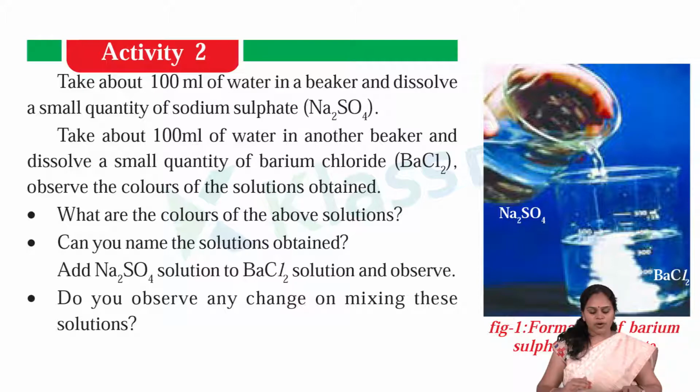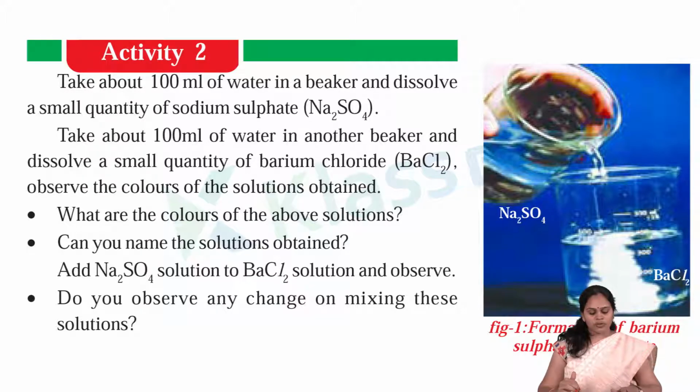Take about 100 ml of water in a beaker and dissolve a small quantity of sodium sulfate, that is Na2SO4. Take about 100 ml of water in another beaker and dissolve a small quantity of barium chloride. What is the formula of barium chloride? BaCl2. Observe the colors of the solutions obtained. Now we have one beaker with sodium sulfate and another beaker with barium chloride. What are the colors of these two solutions? Can you name the solution obtained?